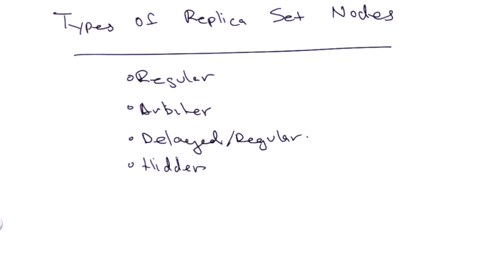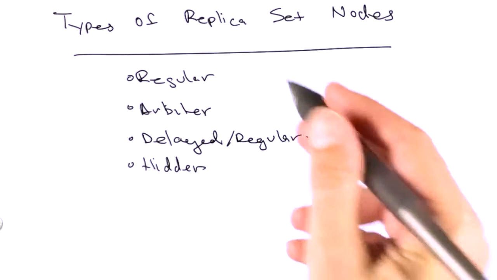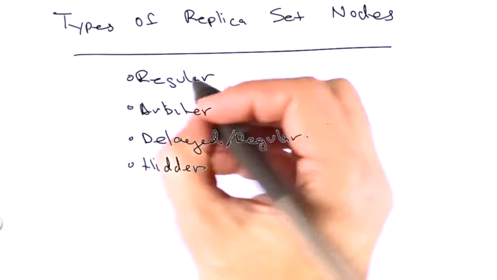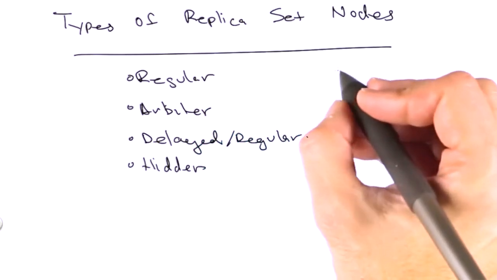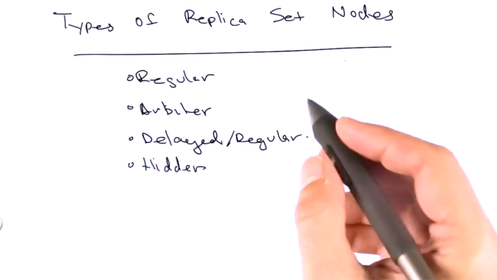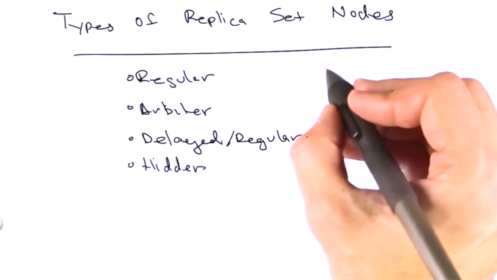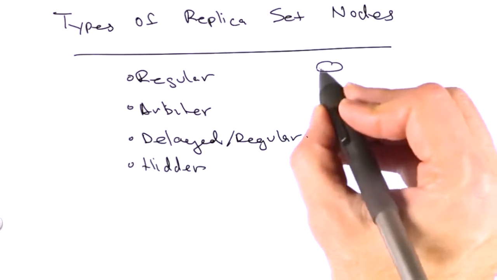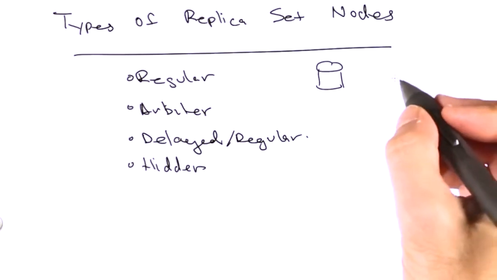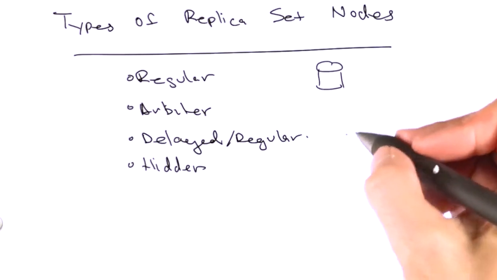Okay, let's talk about the election that goes on when the primary fails and the different types of nodes that can exist in a replica set. So first there is the regular type of node, which is the one I showed in the earlier lesson. It is a node that has the data and can become primary, and it's the most normal type of node. It can be a primary or a secondary.